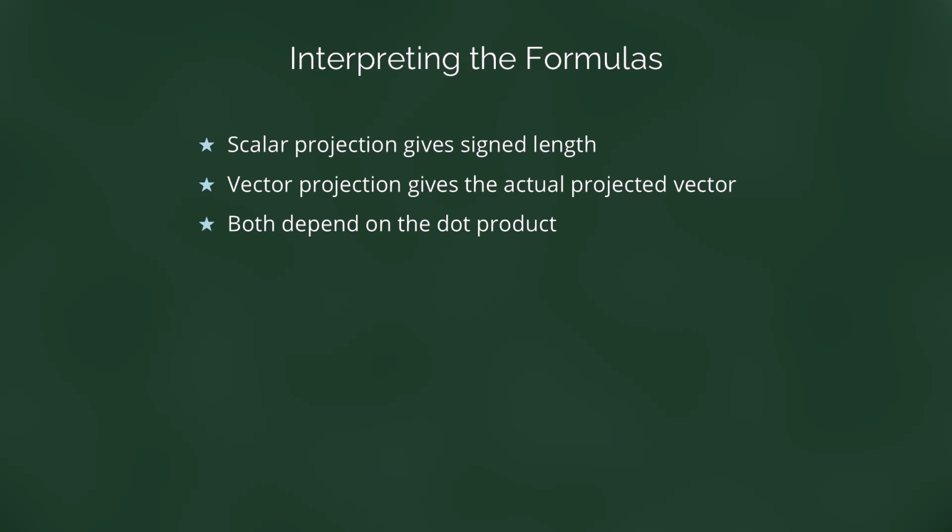So taking one more look at those formulas, we see that the scalar projection gives us the signed length of our projection vector. The vector projection gives us the actual projected vector. We can compute its components. And we can see from the formulas that both of them depend on our dot product.